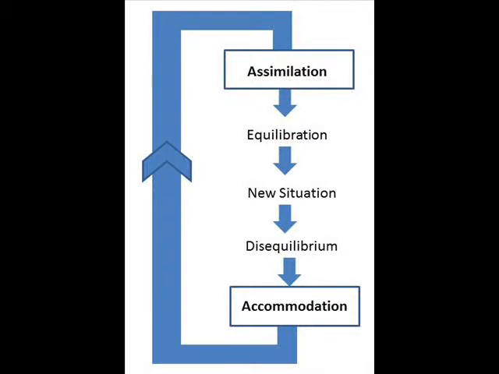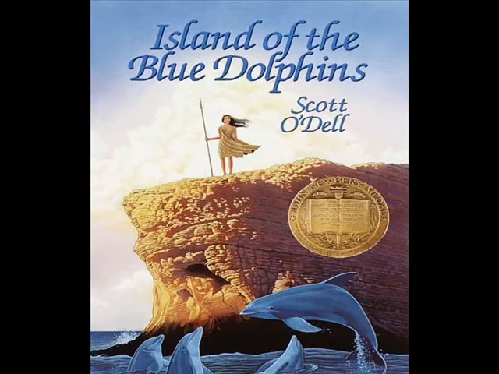Schemas can expand or change in order to process new information, called assimilation. If the new information doesn't connect back to a schema, it will be incomprehensible until the brain can form a new schema, called accommodation.